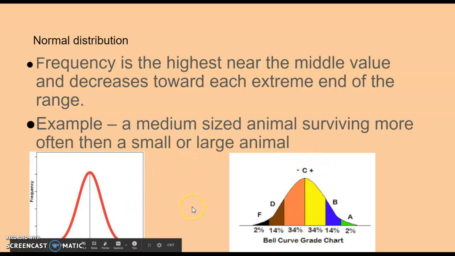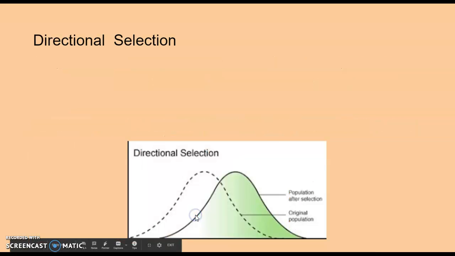So this is an example through biology. A medium-sized animal surviving more often than a smaller or larger one. So in a population, there just happens to be more medium-sized than there are small and large. So this is a standard that we're starting with. But some things happen in these populations, and if a scenario causes one type of variant to survive better than the other, we're going to talk about three different patterns that could arise.